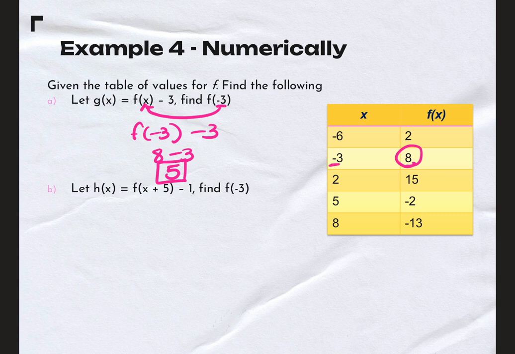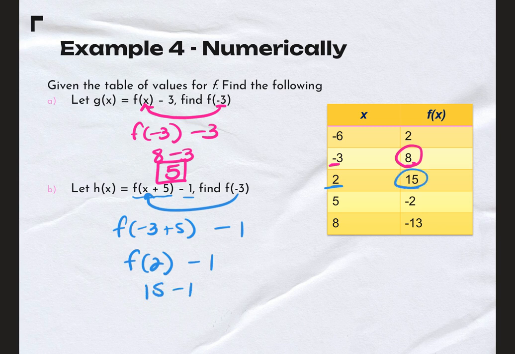For B, it says find f of x plus 5, then subtract 1 from it. But this time I'm affecting before I even touch my chart. So I'm going to take the negative 3, plug it in here, and I'd get f of negative 3 plus 5, and then from that I want to subtract 1, which means I'm getting f of 2. So I go to where my x is 2, which is here. My f of x is 15, so this is 15 minus 1, or 14.